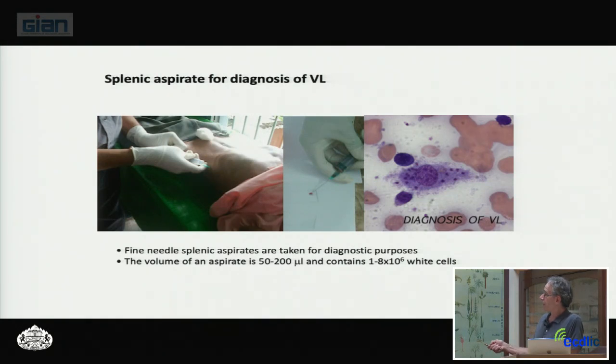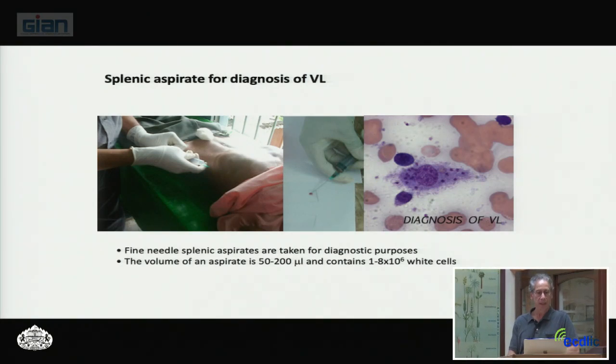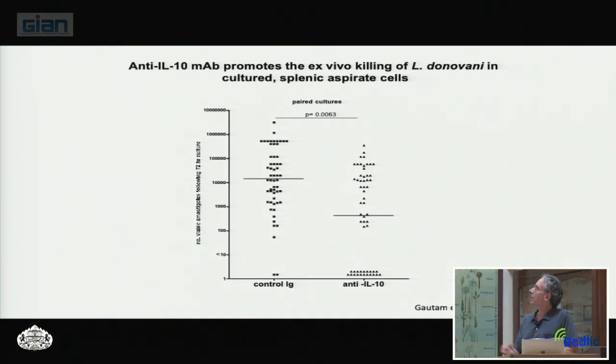usually over 1 million cells, could then be analyzed. And in this case, they just took ex vivo explants of these residual splenic aspirate cells containing infected macrophages and T cells and B cells, everything in these spleens that they happen to capture in the aspirates, and put them in culture for 3 days with and without antibodies to IL-10, antibodies to human IL-10.